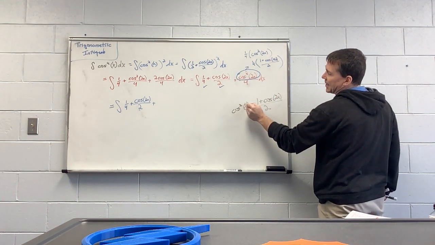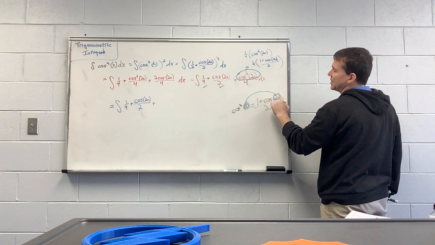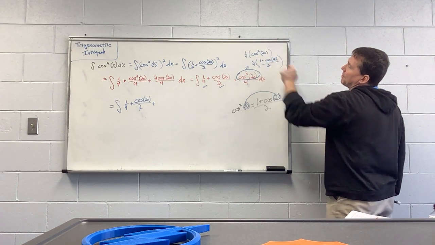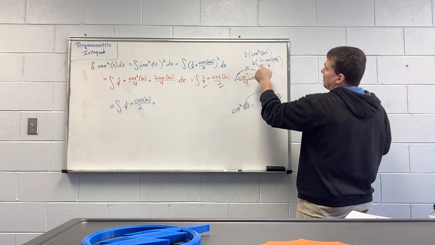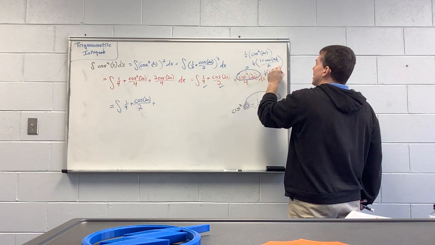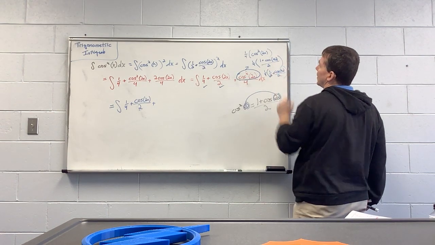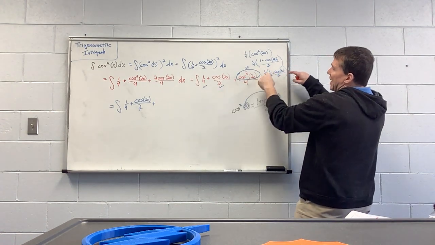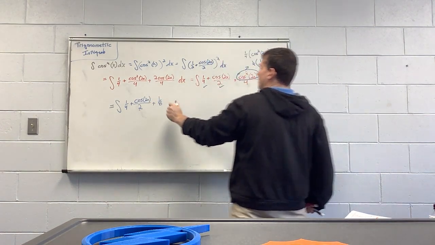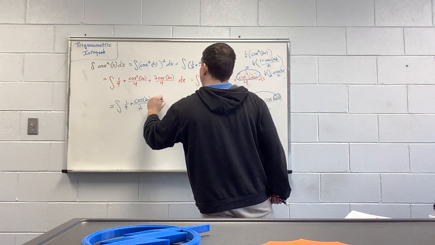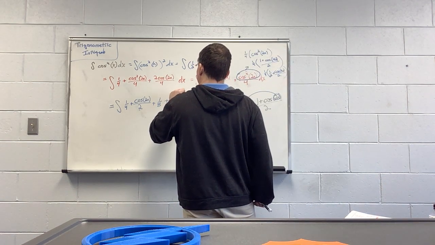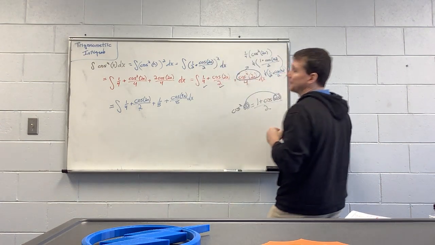Keep in mind in the identity, cosine squared of x becomes cosine 2x. Whatever is in there gets doubled when you use the identity. So since this was 2x, it becomes 4x. This then simplifies to 1/4 times 1/2 plus cosine 4x over 2. Now rewrite it and distribute it. So I get 1/4 times 1/2 is 1/8, plus cosine 4x over 8 dx.